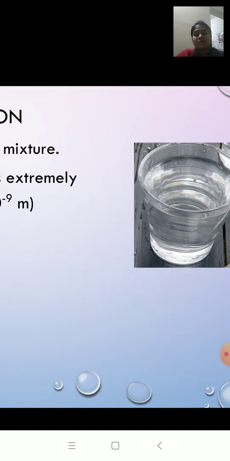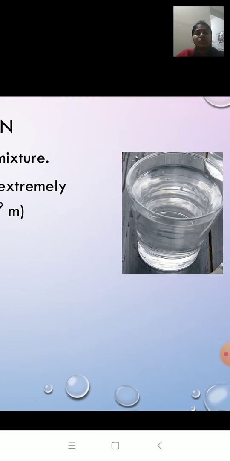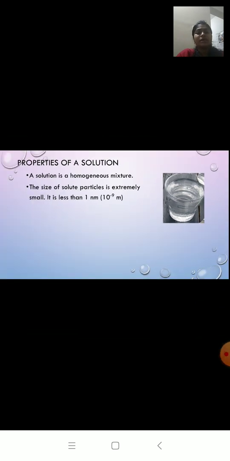Second property, the size of the solute particle is extremely small. It is less than 1 nanometer. When I say 1 nanometer, it means 10 raised to minus 9 meter. So imagine they are very, very small. Can you see the solute particles? No, they are very small. They are so small that we cannot see them even with a microscope.